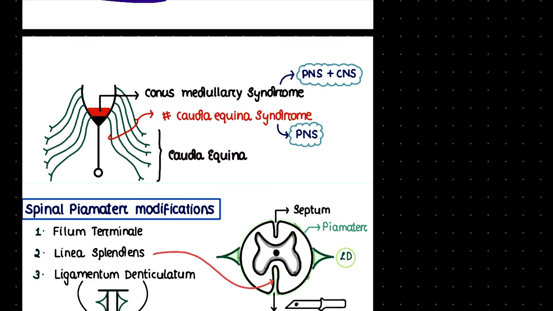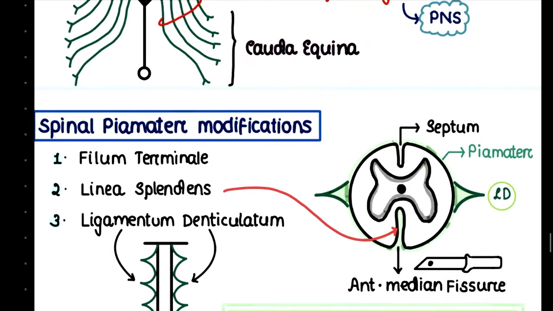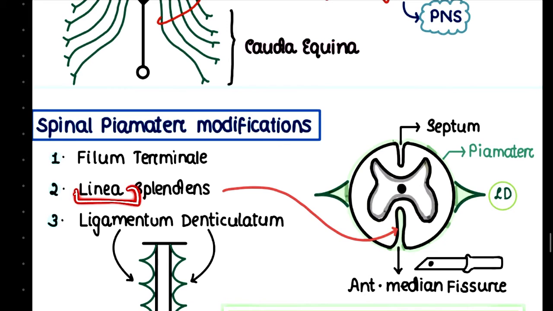So another modification is linea splendens. Now before getting into linea splendens, I would like to make you clear about the literal meaning of this linea splendens. Now what is the meaning of linea? Linea simply means line, and splendens means bright, right? That means bright line.